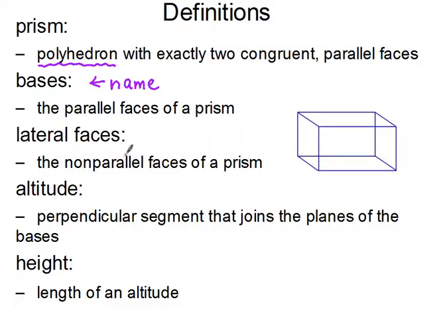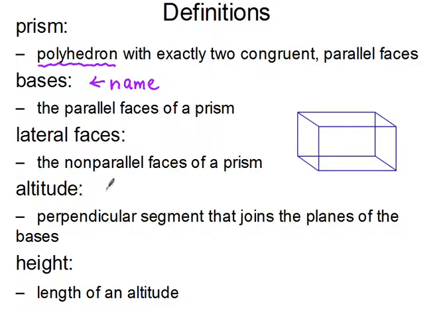The lateral faces are the non-parallel faces of a prism. So that would be the ones, like on this box, would be the ones around the outside. With a rectangular prism, it's a little bit tougher because we don't know which ones are actually the bases because everything's parallel. But if you have a hexagonal prism, then the lateral faces are all the rectangles around the outside of the prism, and then the two hexagons are the bases.